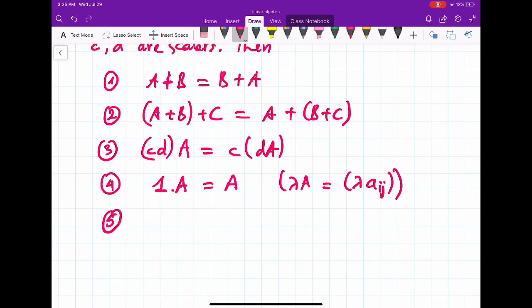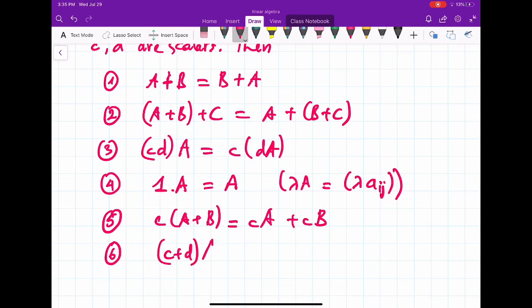The next property, c times (A plus B) equals cA plus cB. So this is the distributive property. Again, right? This property comes from the definition of addition. And the next one is (c plus d) times A equals cA plus dA. I will tell you this. All these properties are easy to prove. That is simple from the definition of addition.